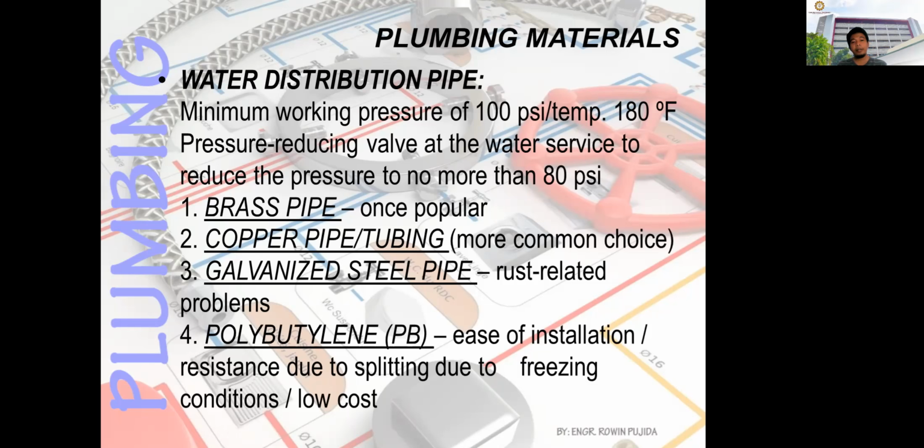And then you have number 4, polybutylene or PB pipes. So ease of installation, since that is just plastic, more or less. If that is used for water distribution, you have the color black. And then this is resistance due to spilling and due to freezing condition, and low cost. So that is why in low cost areas or low cost building, they will use this type of pipes. Okay.